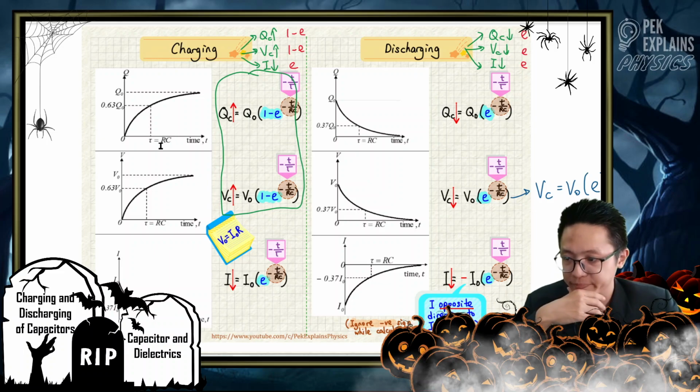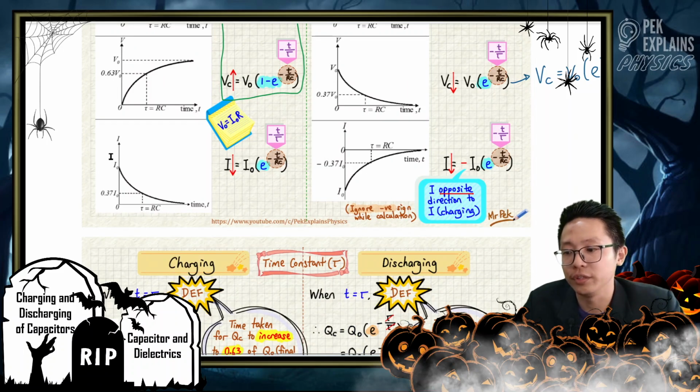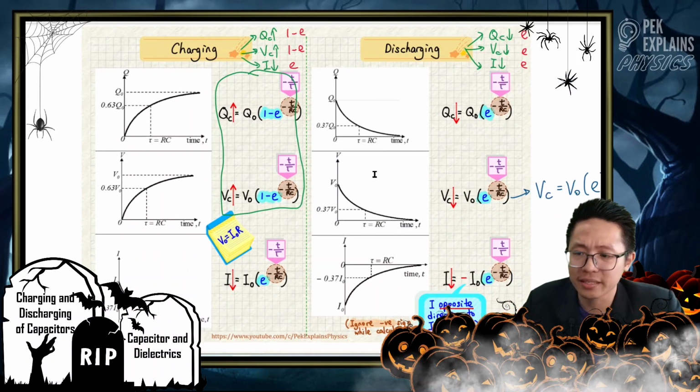Just use the graph. Time constant is the time taken for the charge to increase to 0.63 of the maximum charge during the charging process. Time constant is also the time taken for the voltage to increase to 0.63 of the maximum voltage during the charging process. Time constant is the time taken for the current to drop to 0.37 of the initial current, I0, during the charging process. As I said, you have 6 definitions.